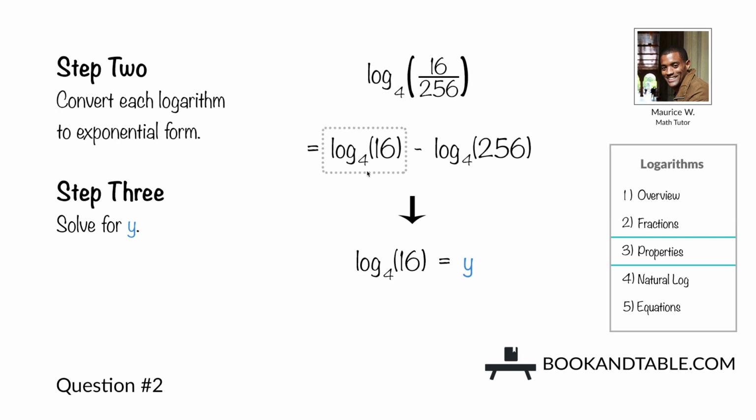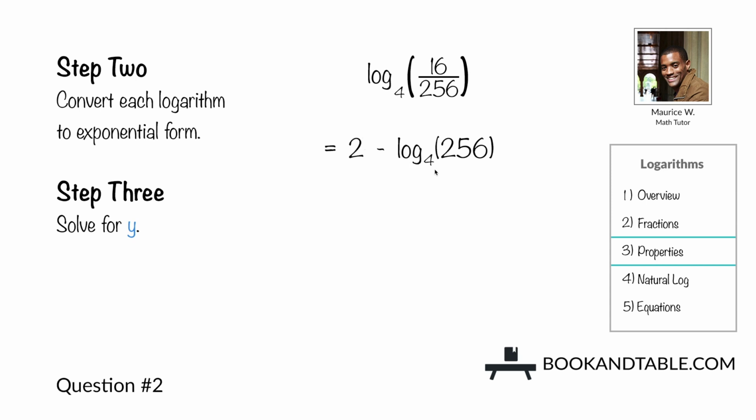So we'll start with the first term. We'll set it equal to y, giving us the log of base 4 of 16 is equal to y. And we convert it to exponential form by taking our base 4, raising it to a power of y, and setting that equal to 16. 16 is equivalent to 4 squared. So this shows us that y is equal to 2 here. So the log of base 4 of 16 is equal to 2. So we can replace this term with its equivalent value 2.